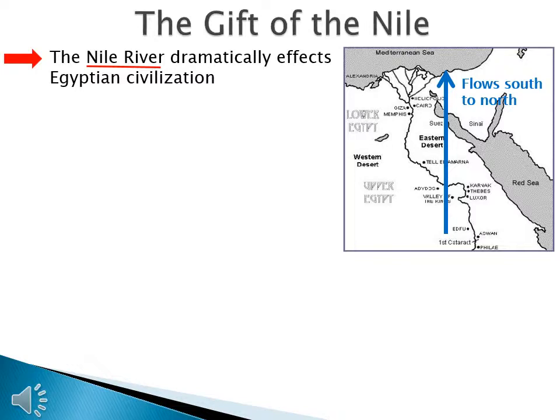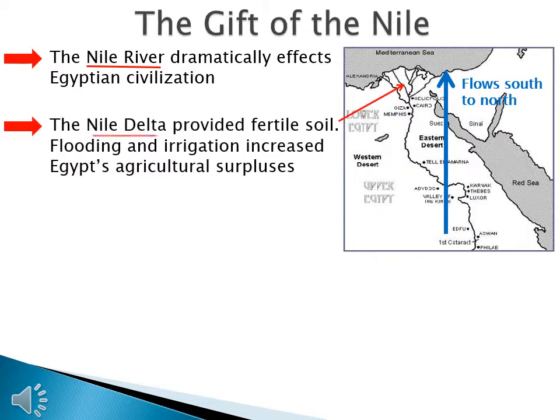We're going to start with the Nile Delta. The Nile Delta provided fertile soil. This is where the river empties out into the Mediterranean Sea. All the stuff from the mountains comes down and lands up here. It provides fertile soil. And there's also flooding and irrigation here. It all increases Egypt's agricultural surpluses, just like what happened in Mesopotamia.